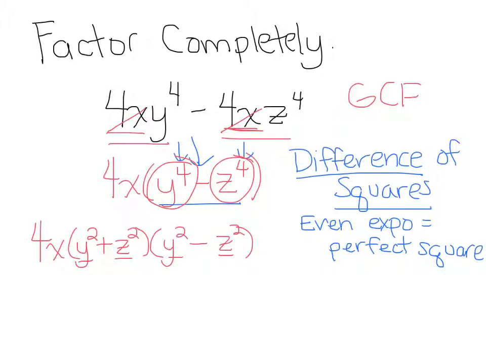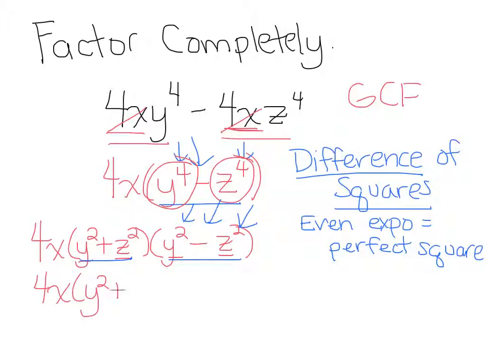Now most of the time we would stop here, but we need to check to see if we can factor further. This one here I cannot factor further, but notice here, is that a difference of squares? Yes, it is, because y squared is a perfect square, z squared is a perfect square, and we have a difference. So we can factor this again.